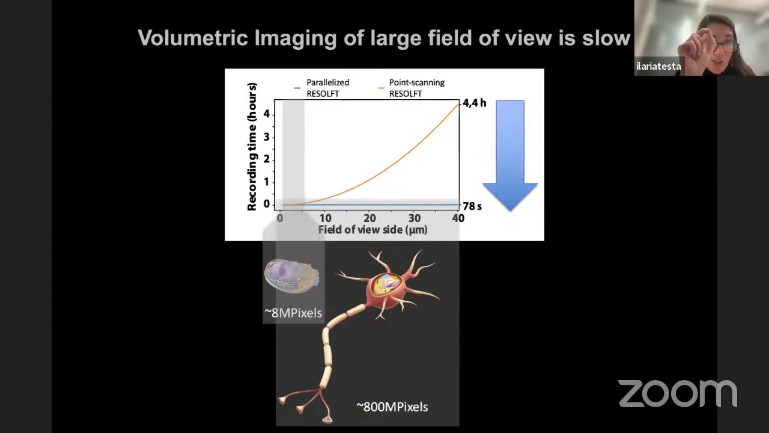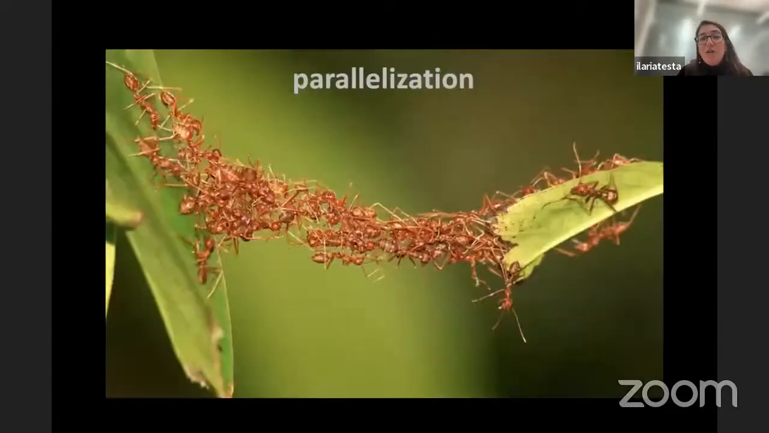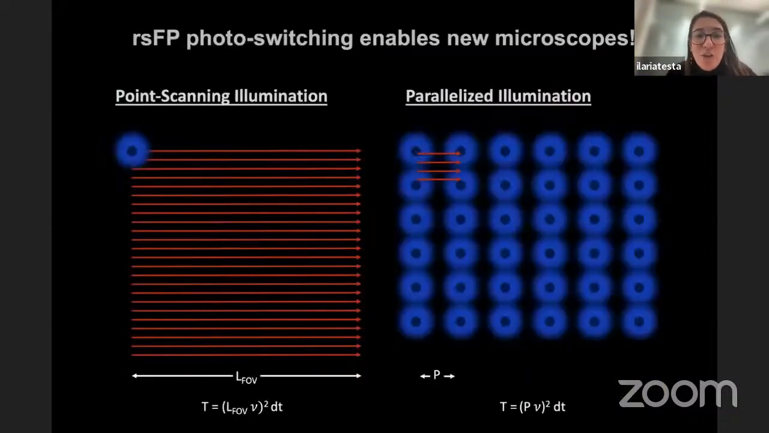So we can only work in a tiny field of view, basically. So how do we solve this issue? Well, we think about parallelization, like microscopy in the past has been doing. Instead of using one beam of light, why don't you use many of them? Then you can reach a very different trade-off. And that's what we want to do.